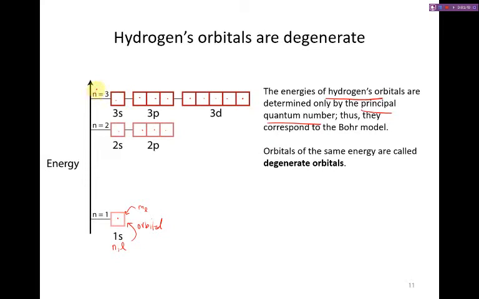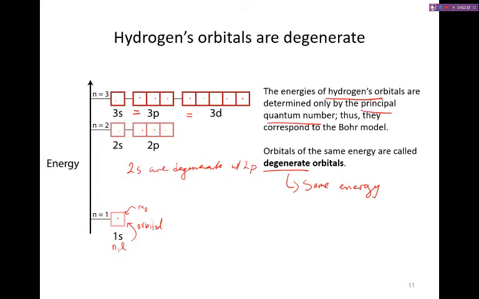Since it only varies with the n value, the 3s are equal to the 3p and are equal to the 3d orbitals. The term that we use to describe orbitals that have the same energy is that they are degenerate. This means same energy. So the 2s are degenerate with the 2p orbitals, and the 3s with the 3p, which are degenerate with the 3d orbitals.